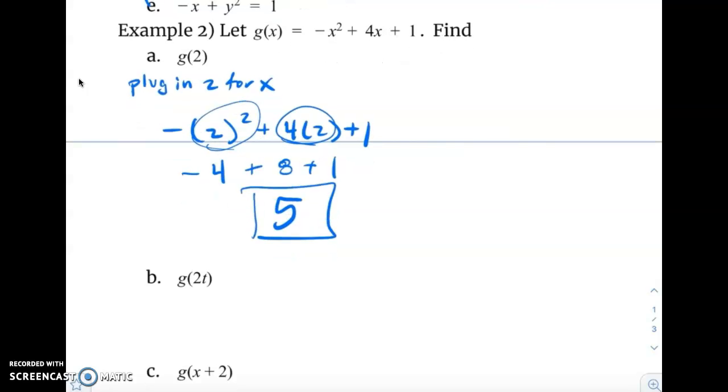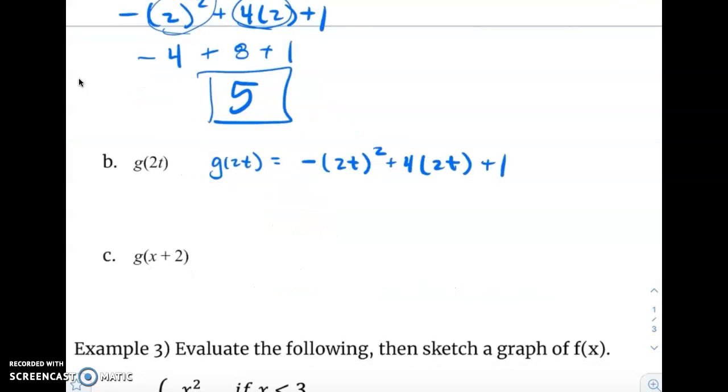All right, g of 2t, they want you to plug in 2t for x. So that would be negative 2t squared plus 4 times 2t plus 1. If you square 2t, there's a negative out front, but on the inside, you're going to get 4t squared. You multiply these, you get 8t plus 1. And there's no other simplifying you can do. So g of 2t is negative 4t squared plus 8t plus 1.